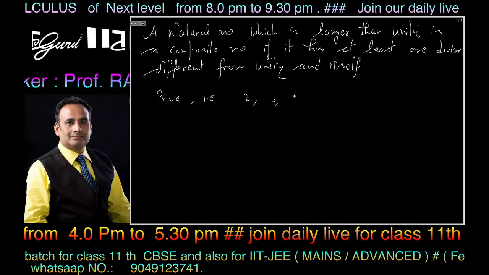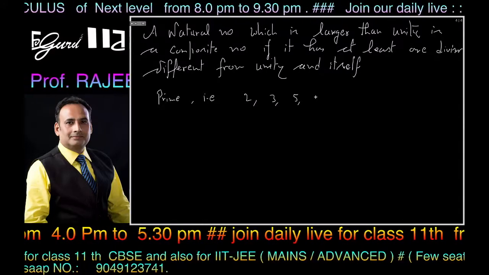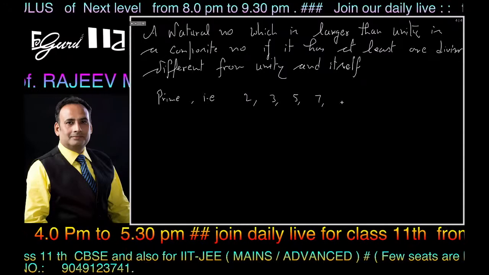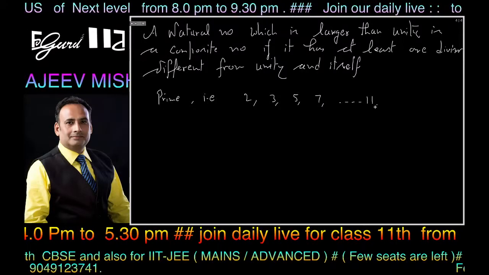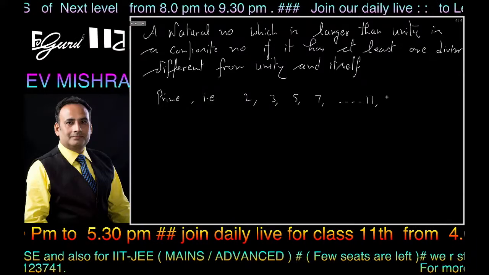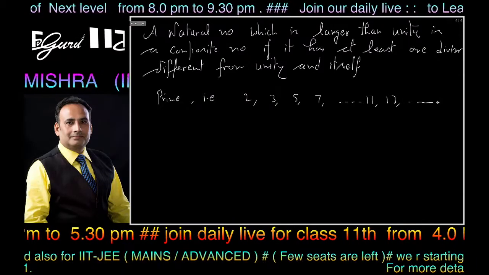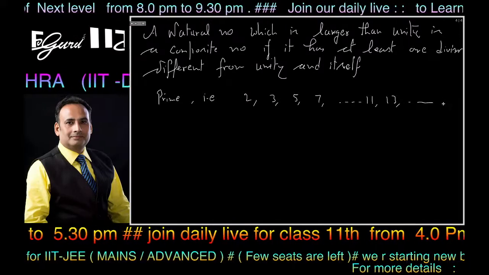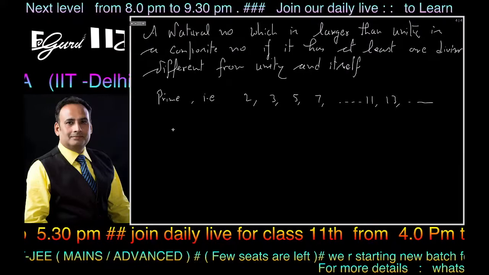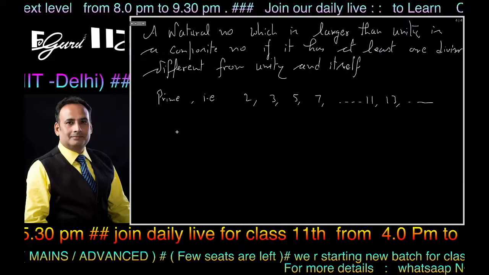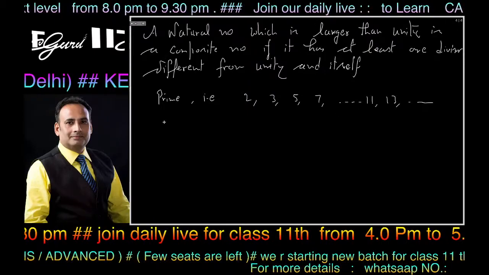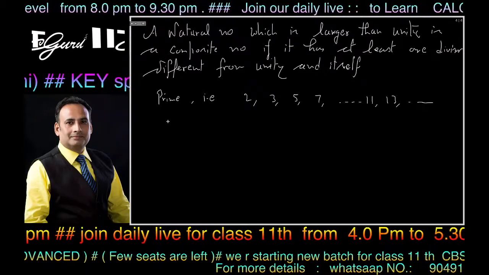Then there is 3, then 5, then 7, and so on: 11, 13, like this, right? So in this way we can find the prime numbers. Okay, and what is a composite number? Let's say composite number.